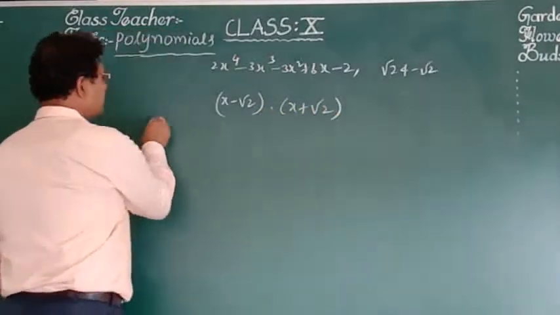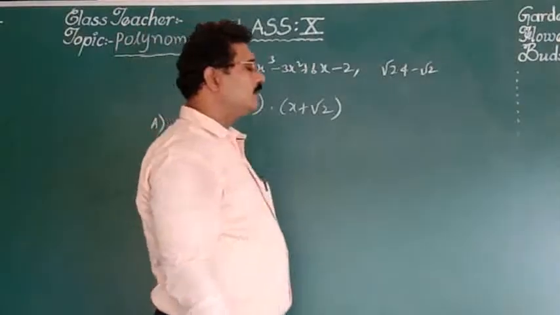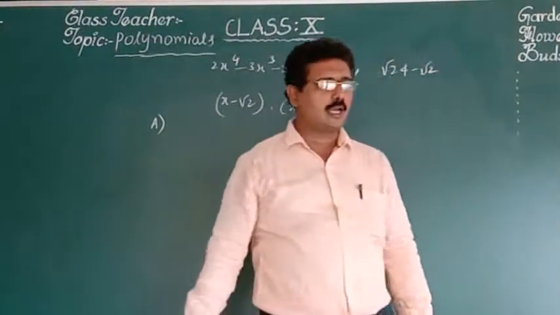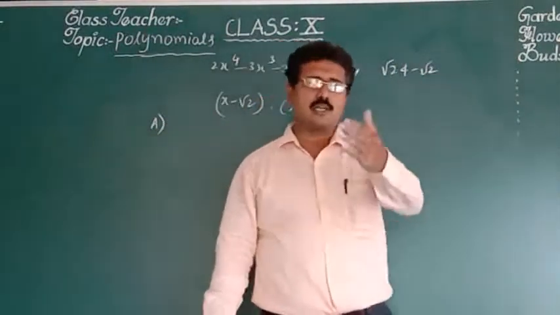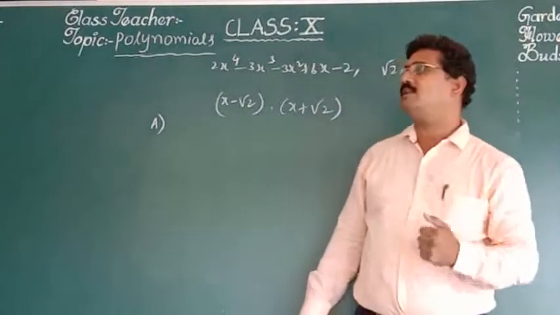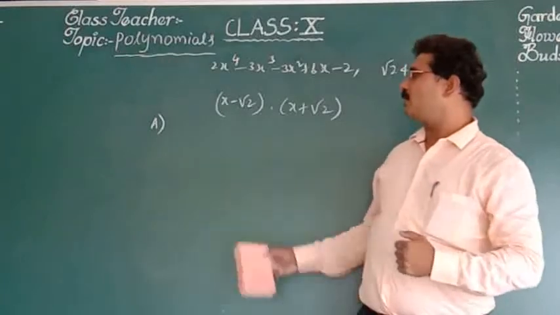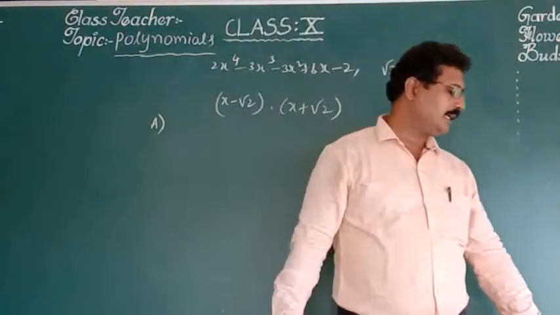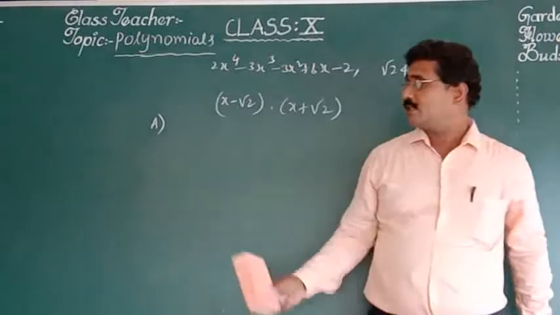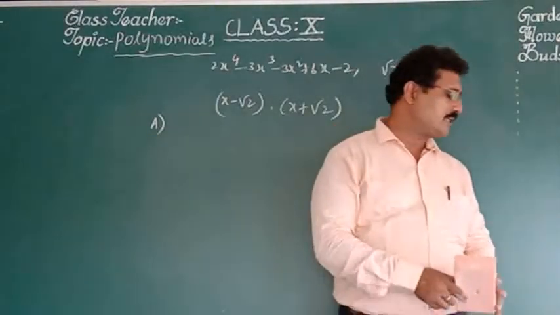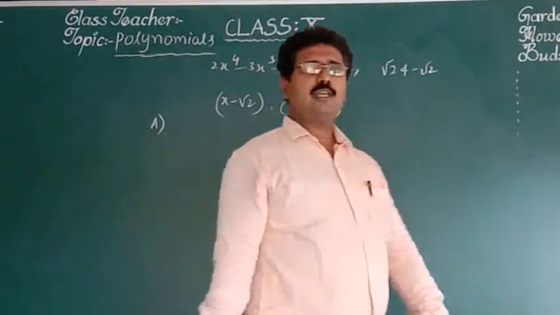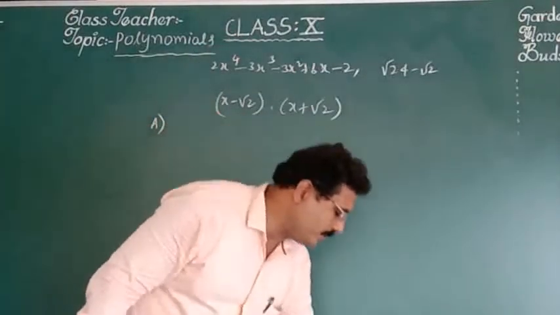If it divides with x minus root 2, that means since two of the given zeros are root 2 and minus root 2, we can divide by x minus root 2 and x plus root 2.